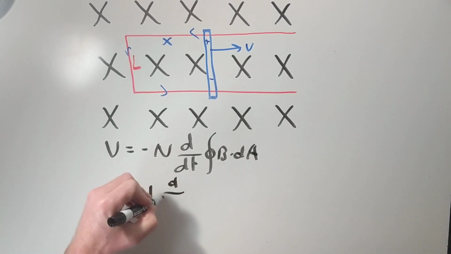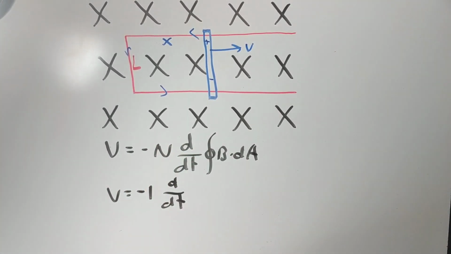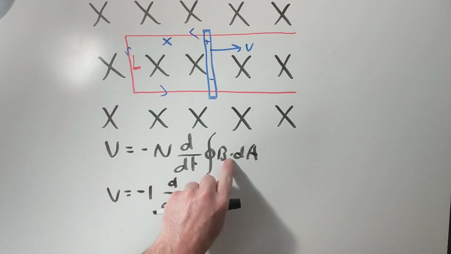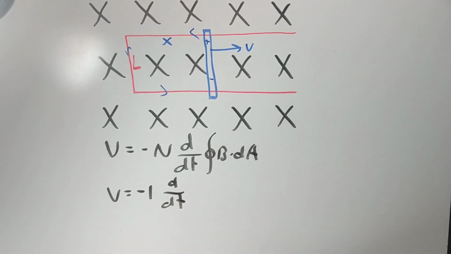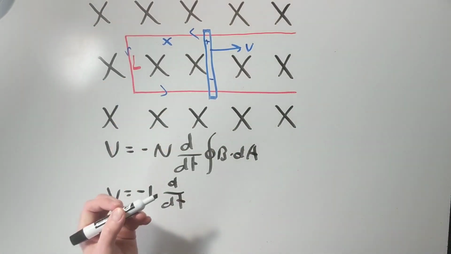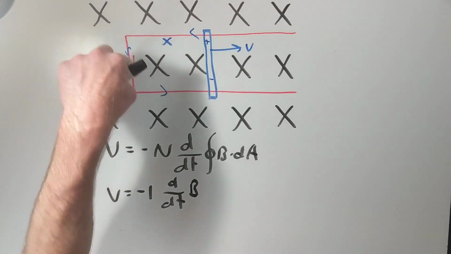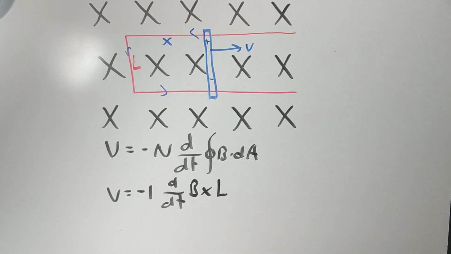We take the derivative of the flux with respect to the area. Well, first of all, the flux points right through the loop, so the cosine is just the cosine of 0, so that's just 1. When we look at the area here, the area doesn't affect the magnetic field. The magnetic field and the area are independent of each other, so this becomes B. The area is X times L. And there you have it. It's negative 1, the derivative of BXL.